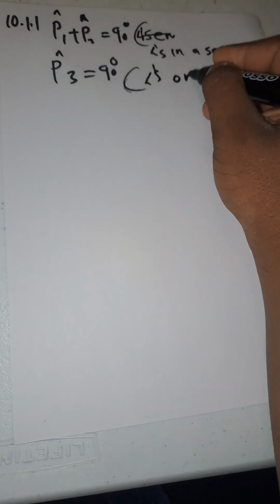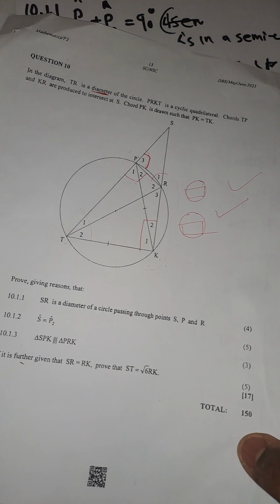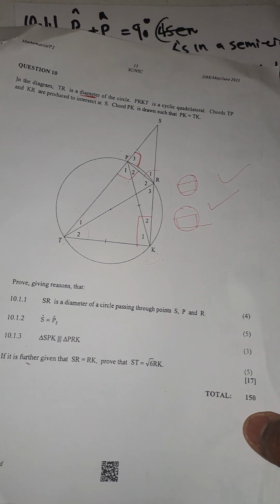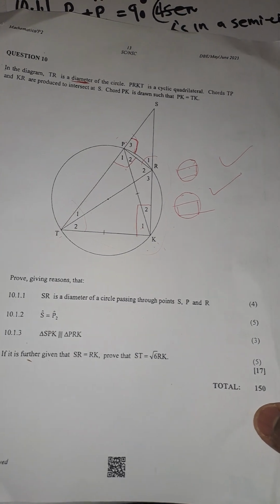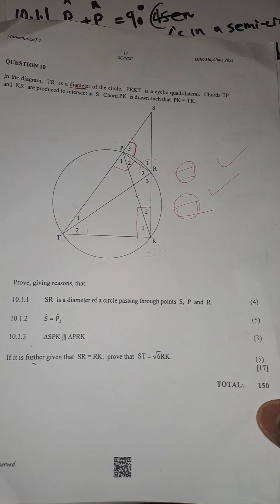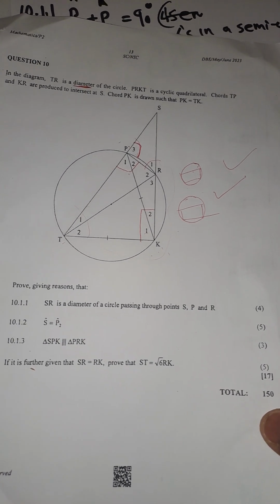Angles on a straight line, because that's what I can see. So since I can see that this P3 is equal to 90, I can now basically tell them that my SR is what? Is a diameter, because that's what I can see, which means I am done. So now this will be what? The converse angle in a semicircle.